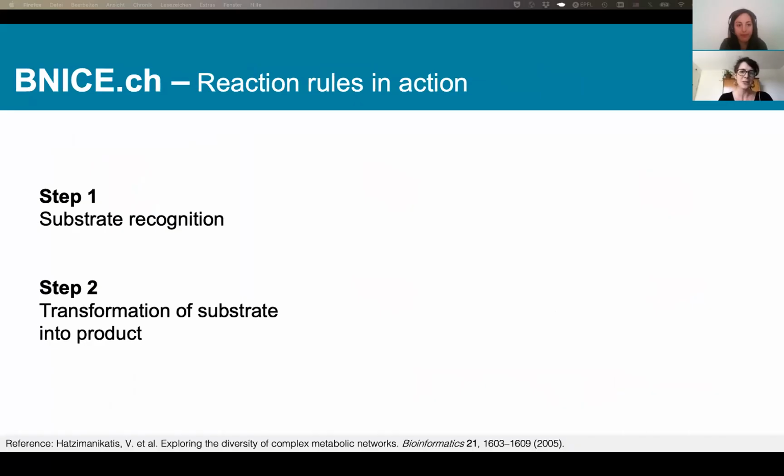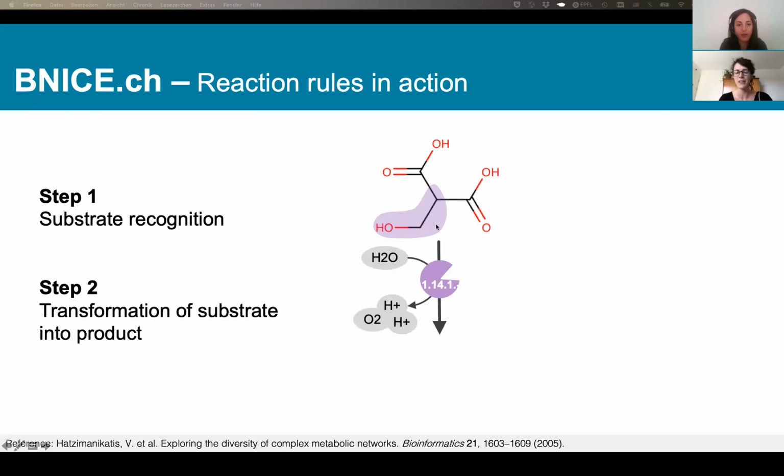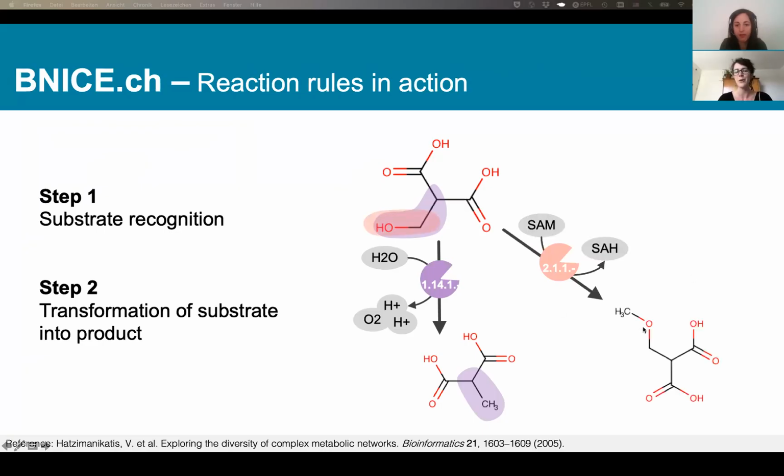Here, just to show how this looks like. If we have a molecule and then we take a reaction rule and apply it, the reaction rule will in the first step recognize the substrate at a specific part of the molecule, and transform this part of the molecule into the product. And then we have different reaction rules that recognize different parts of the molecule and perform different reactions.